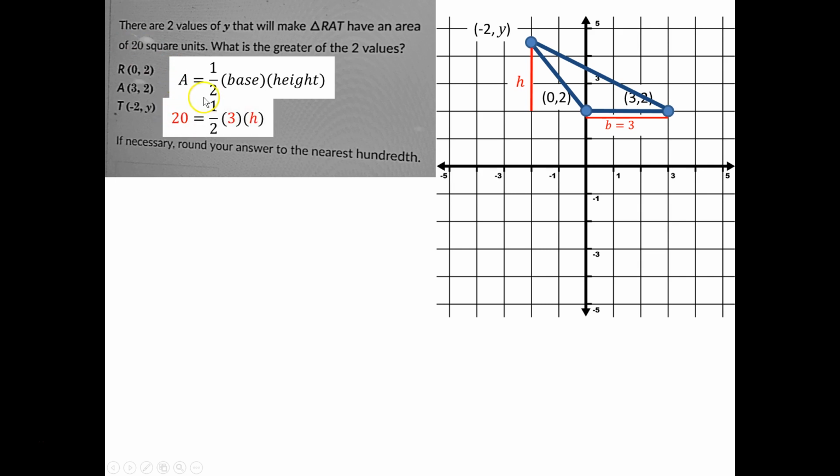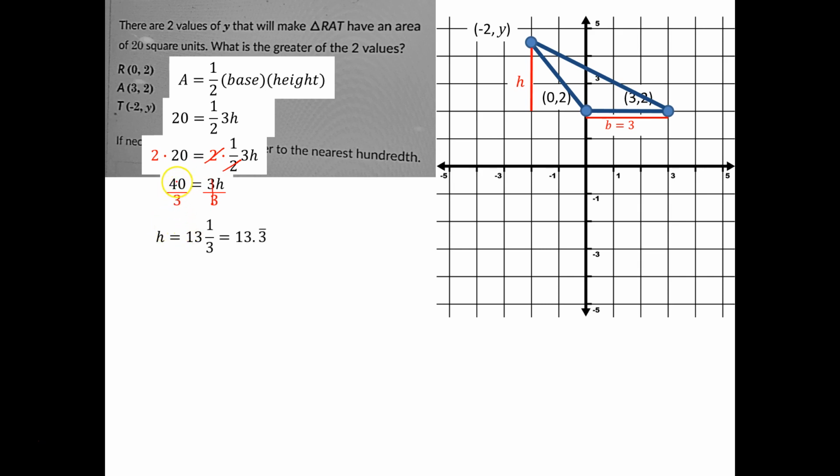Okay, we know the area is 20, the base is 3, and we'll put an h in for height. This is all multiplication, so we can ditch the parentheses. And then I don't like this fraction, so I'm going to clear the fraction by multiplying both sides by 2. So I'll get 2 times 20 is 40, and these divide out, and we get 40 equals 3h. Then we can just divide both sides by 3 to get h by itself.